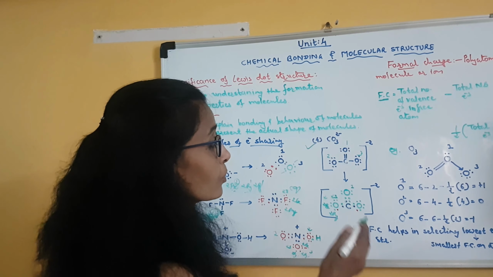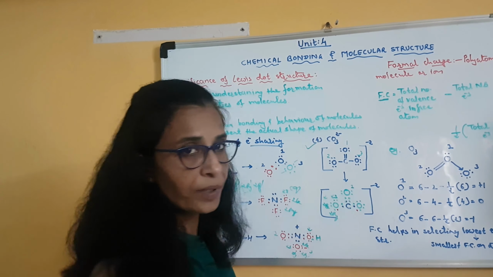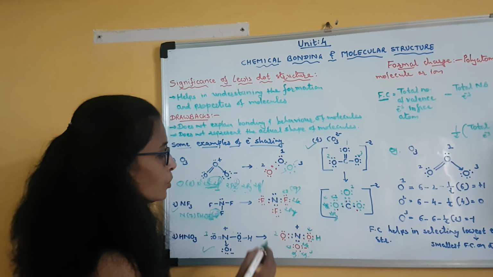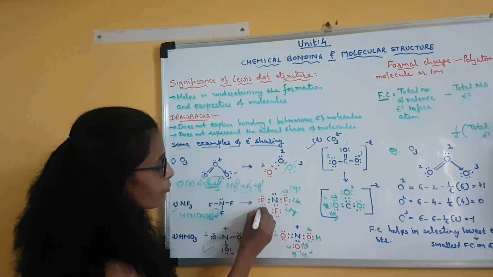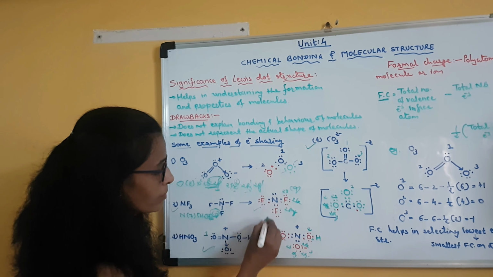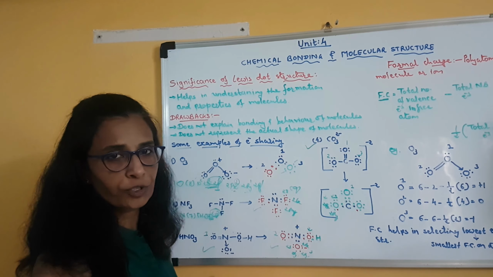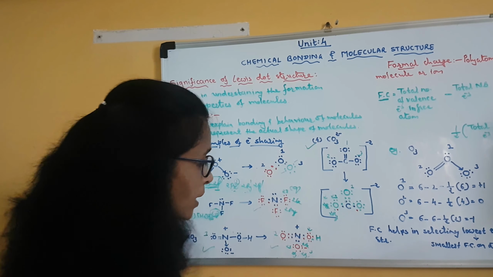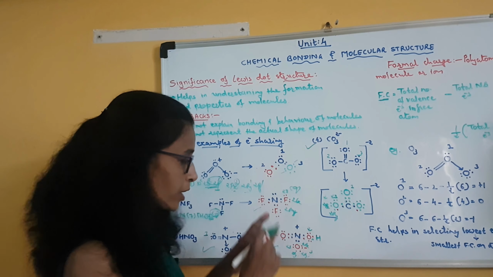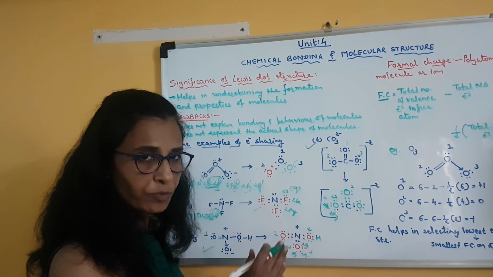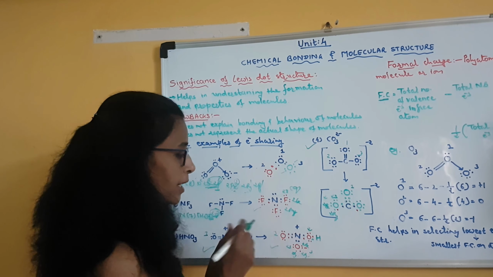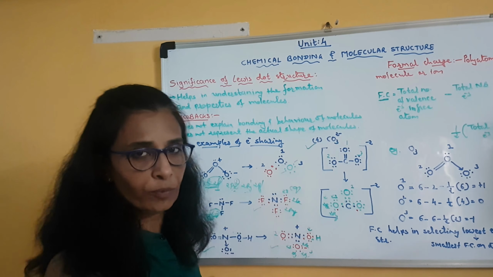Got it? Now in the textbook only this example is given, but I will tell you that you also calculate the formal charge of each atom for NF3 and HNO3. This is your homework. Clear? Formal charge for each atom present in the molecules NF3 and HNO3 using the same formula.